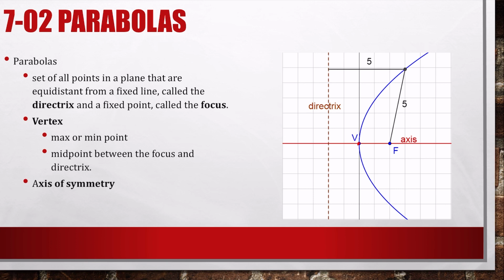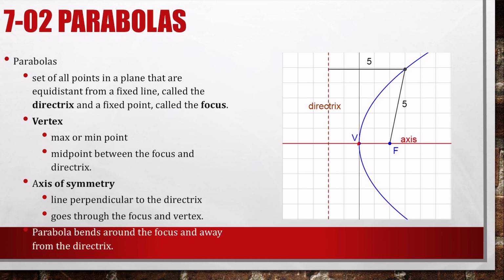The axis of symmetry is the line that's perpendicular to the directrix, and it goes through the focus and the vertex. So you can see it's labeled axis in the graph. Notice the parabola bends around the focus and away from the directrix. This can be vertical or horizontal, opening up, down, left, or right.